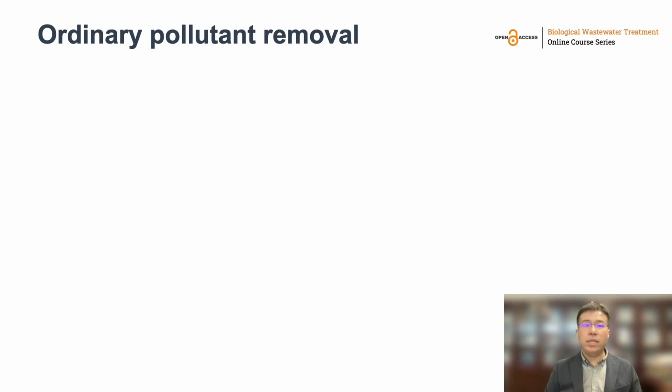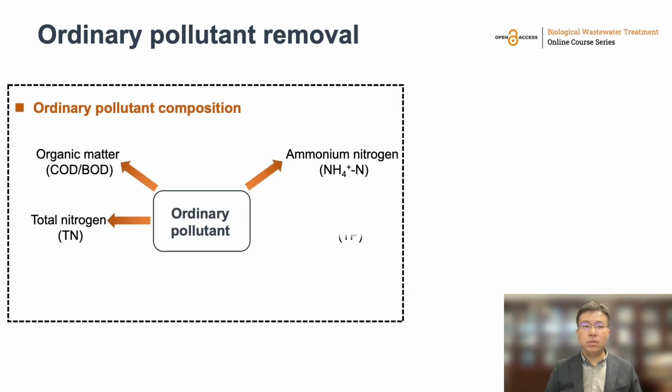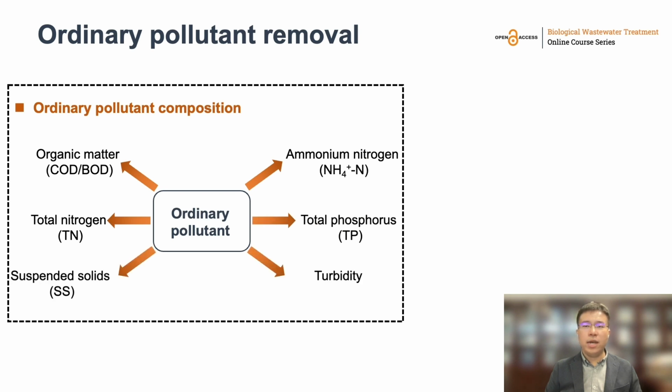First is about the ordinary pollutants removal by MBRs. The ordinary pollutants typically include organic matter, ammonium nitrogen, total phosphorus, suspended solids, and turbidity. The organic matter was usually quantified in terms of chemical oxygen demand, short for COD, or biological oxygen demand, short for BOD.